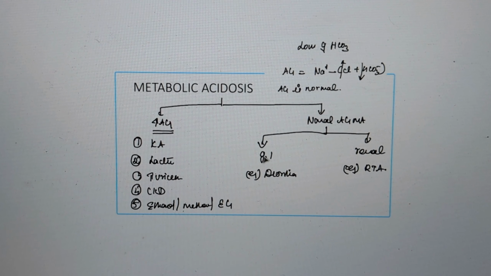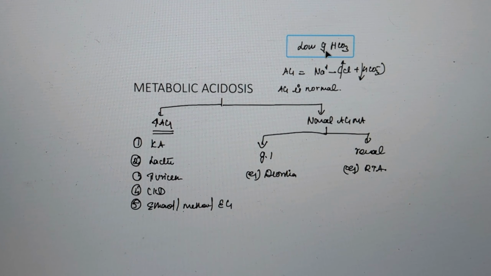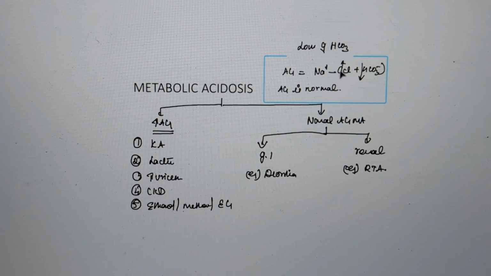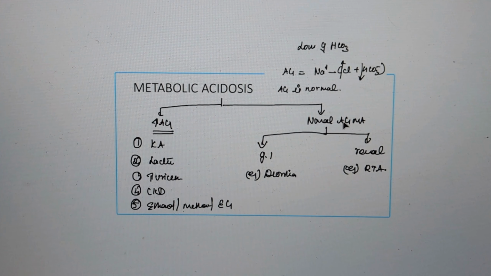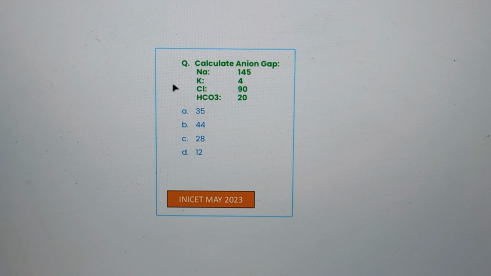In both gastrointestinal and renal bicarbonate loss, chloride increases to compensate, so the anion gap remains normal, resulting in normal anion gap metabolic acidosis. We got a question.